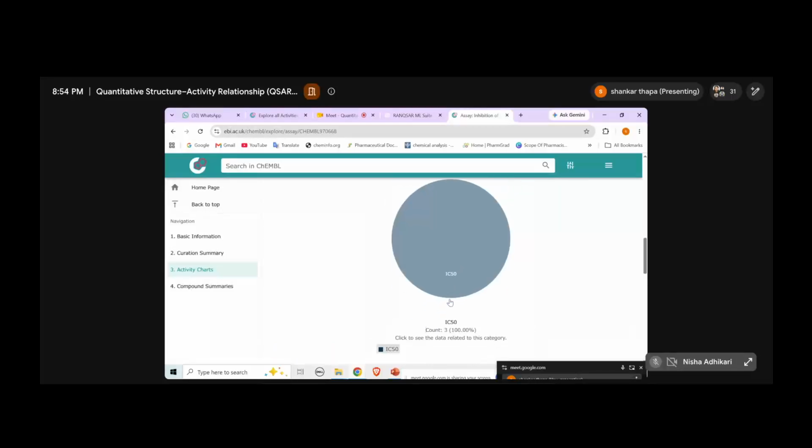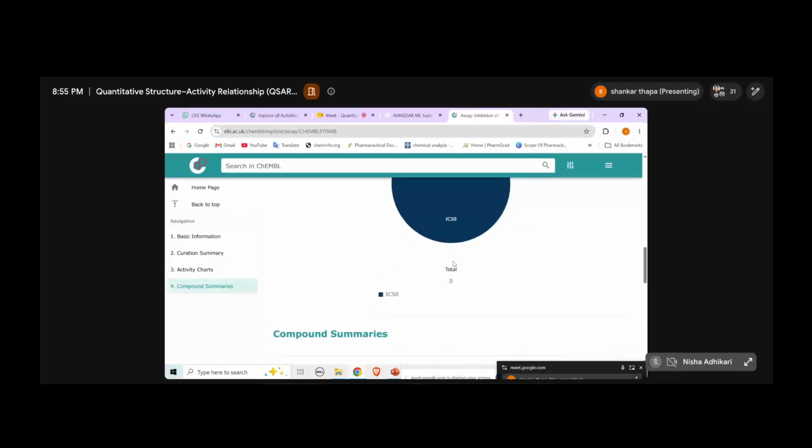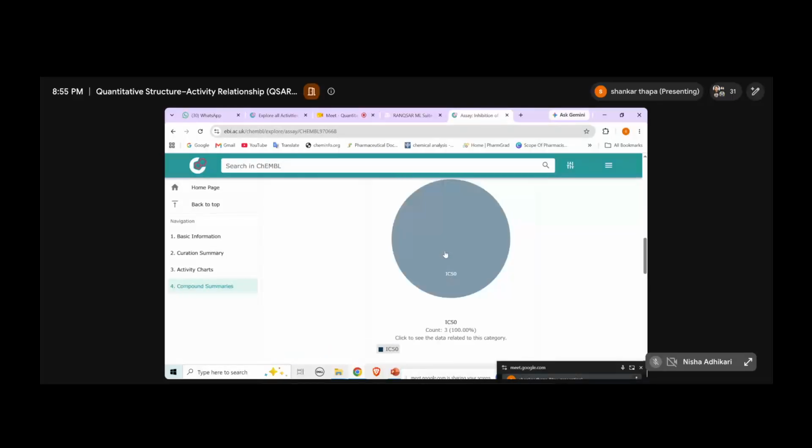So suppose you need 50 compounds, you can go to other headings, or collect them one by one. Let's say 3 compounds you collect from this assay, and the remaining compounds you can collect from other headings. But the condition is that the assay type should be the same, your enzyme should be the same, and all those parameters should match.